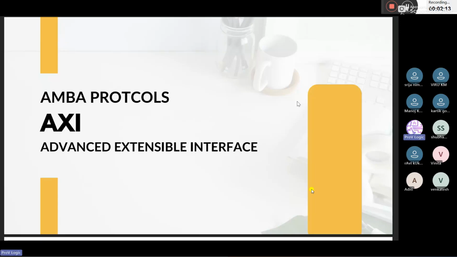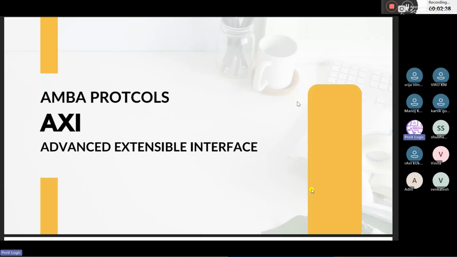Okay, so AXI means Advanced eXtensible Interface. AXI is a part of the AMBA 3 and 4 specification. On the starting day we discussed what is meant by AMBA 2, AMBA 3, AMBA 4. So AXI comes under the AMBA 3 and 4 family.